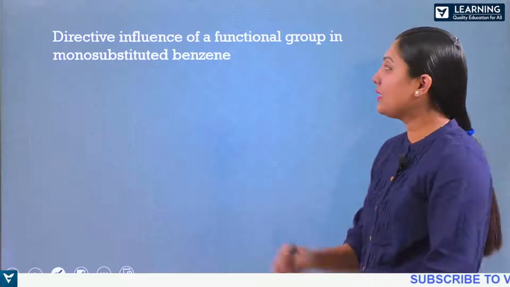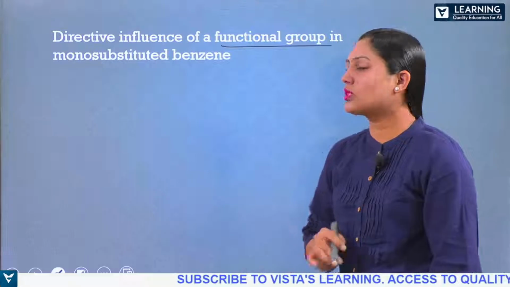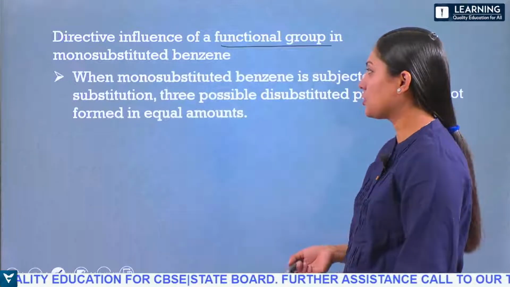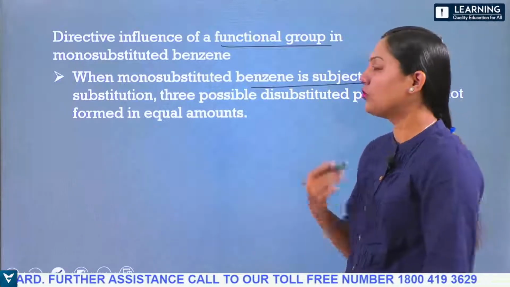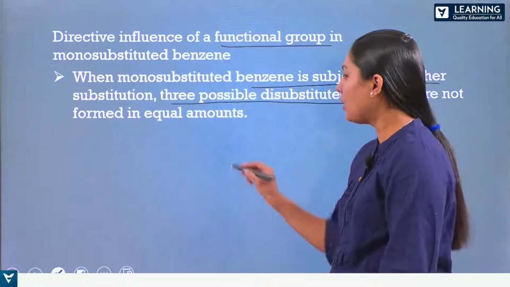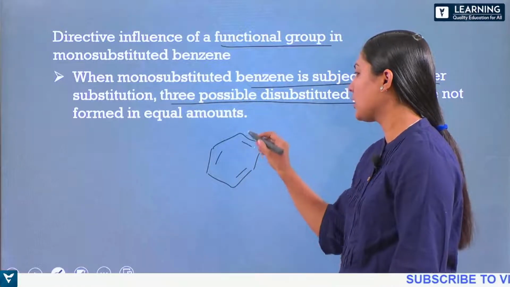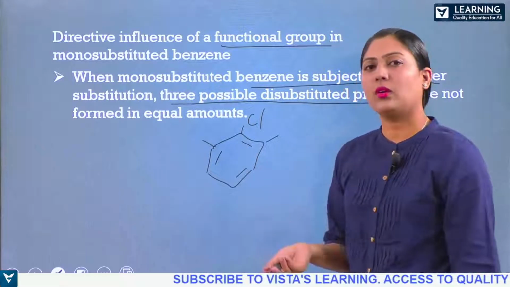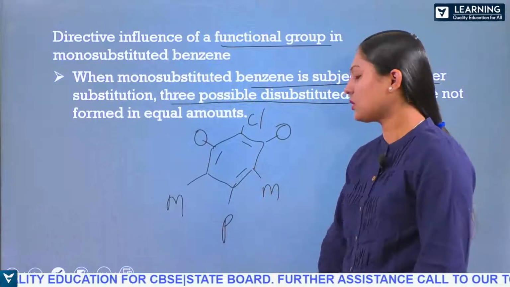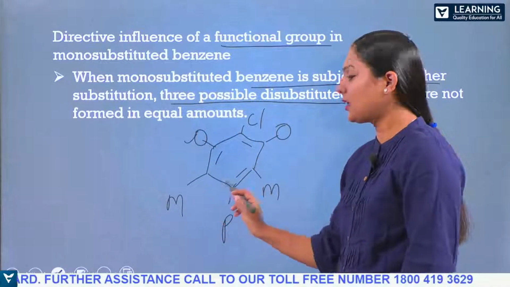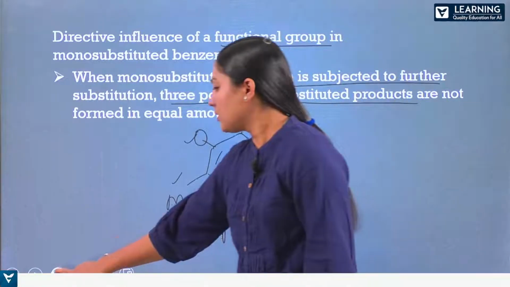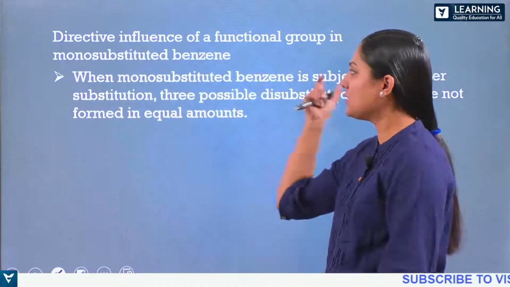Next, the directive influence of a functional group in monosubstituted benzene. When you have a monosubstituted benzene, how does it direct the other substitutions? When monosubstituted benzene is subjected to further substitution, 3 different products can be formed, as there are 3 different positions. If I have chlorine here, the next incoming substituent can attack the ortho positions, or the meta positions, or the para position, right? Either side is called ortho, the 1,3 position is called meta, and the 1,4 position is called para. These are the 3 possible di-substituted products formed by these reactions.